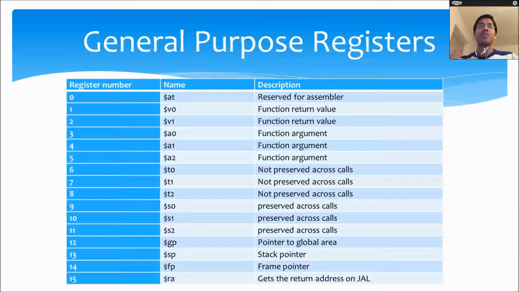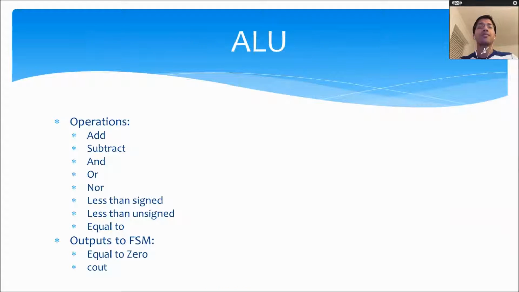These are my general purpose registers. Register 13 is reserved for stack pointer, register 15 is reserved for return address. My ALU supports 8 operations: add, subtract, and, or, nor, less than signed, less than unsigned, equal to, and the outputs are equal to 0, used for branch, and then cout.